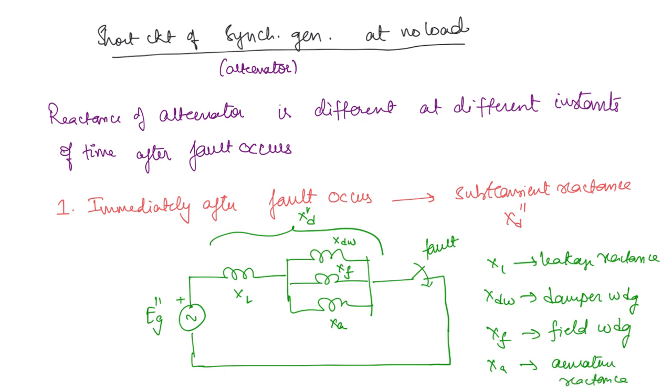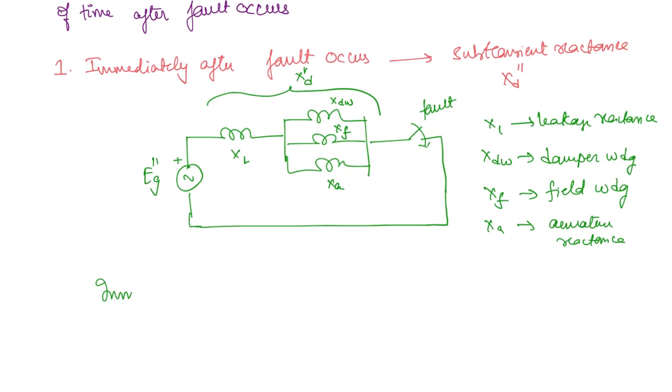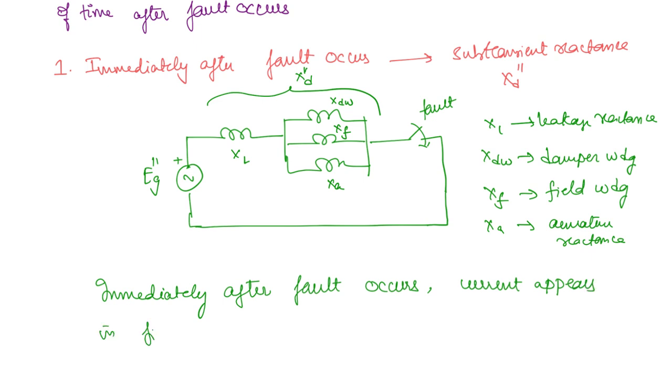Okay, so immediately after the fault occurs, what is going to happen? The current is going to flow through the field and the damper winding. So that's why they come into picture. Okay, and they will be in parallel to the armature winding. So that's why we represent the reactance in parallel. Okay, so immediately after fault occurs, current appears in field and damper winding.